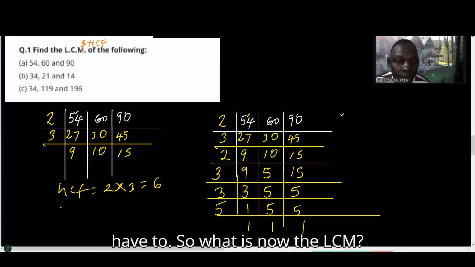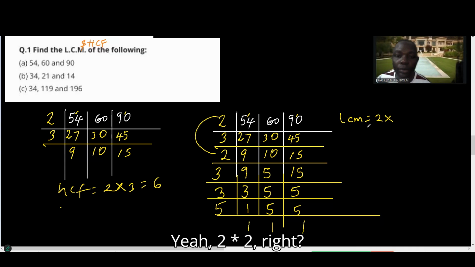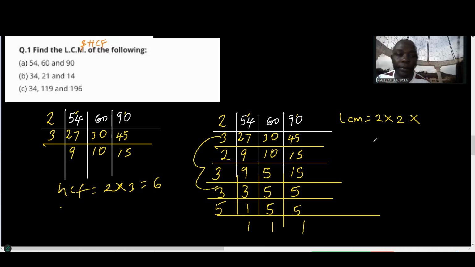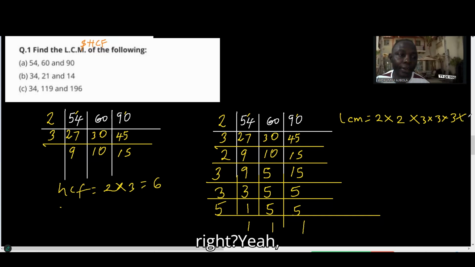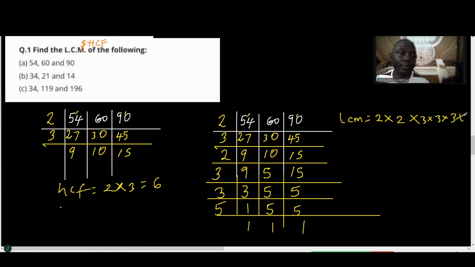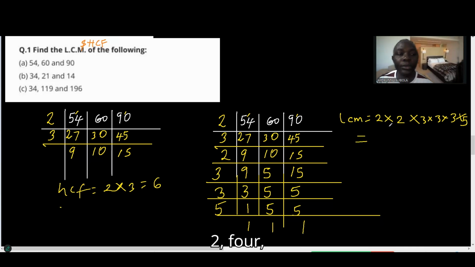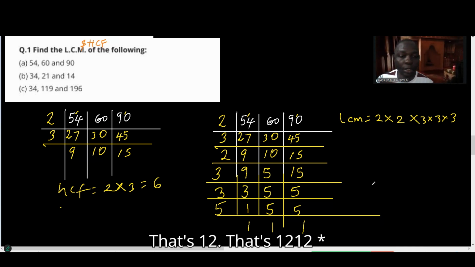So what is now the LCM? How many twos? One, two. 2 times 2, right? How many threes? That's 1, 2, 3. 3 times 3 times 3. Then 5, right? So what's 2 times 2? 4. 4 times 3. That's 12.